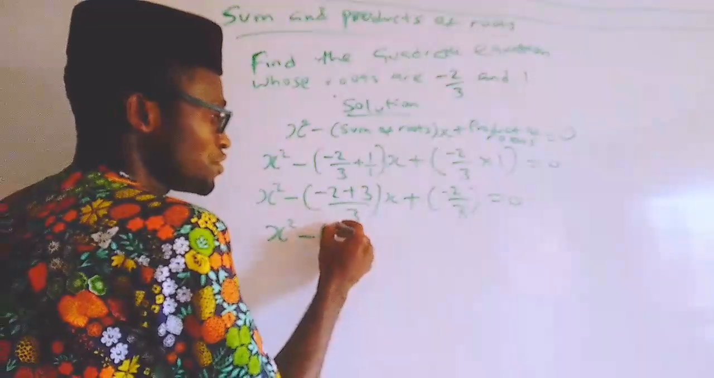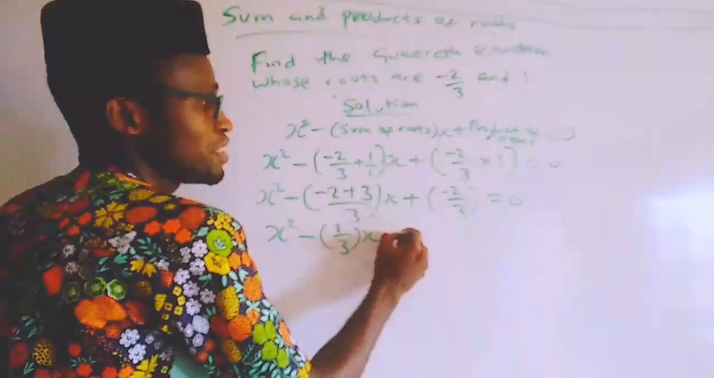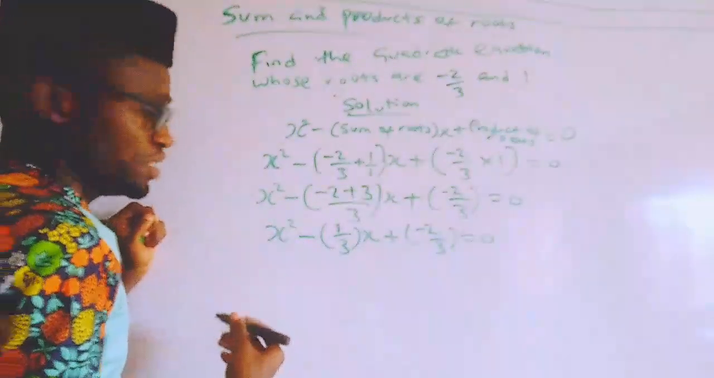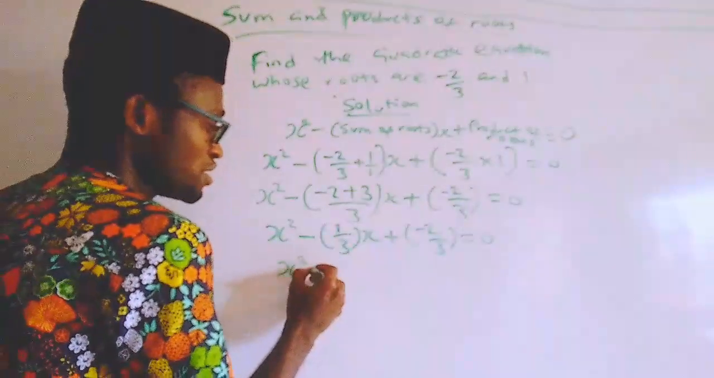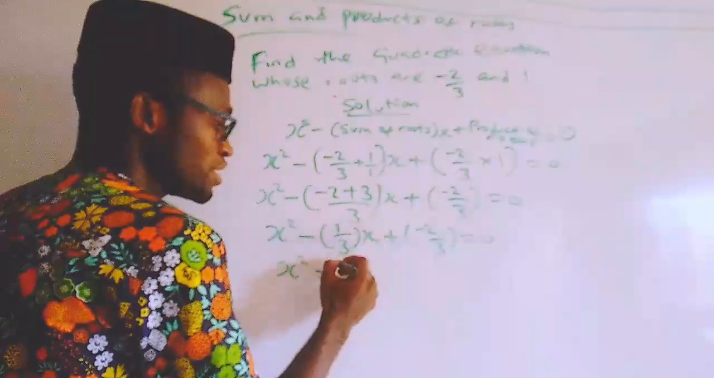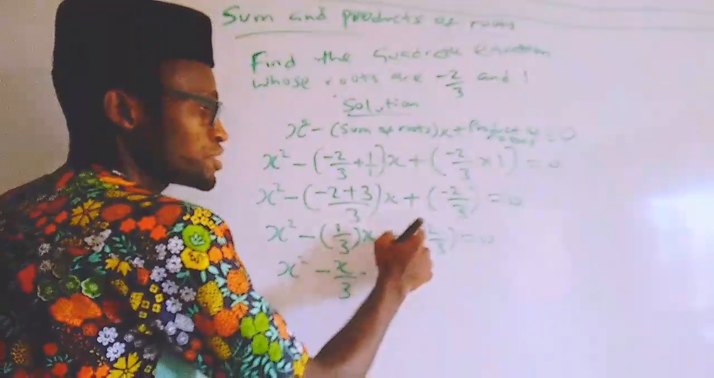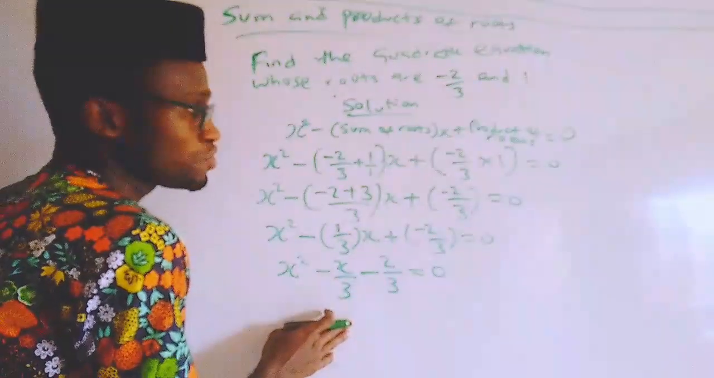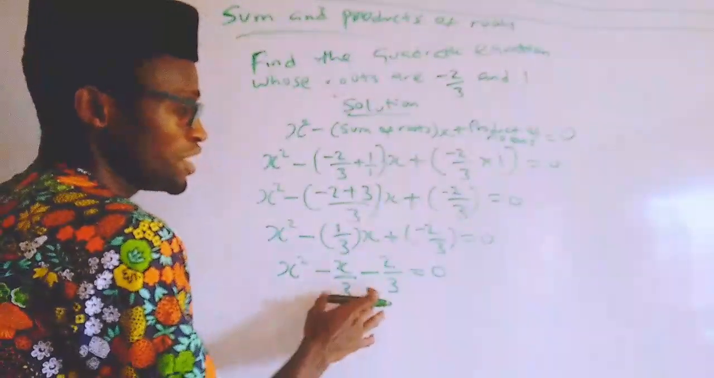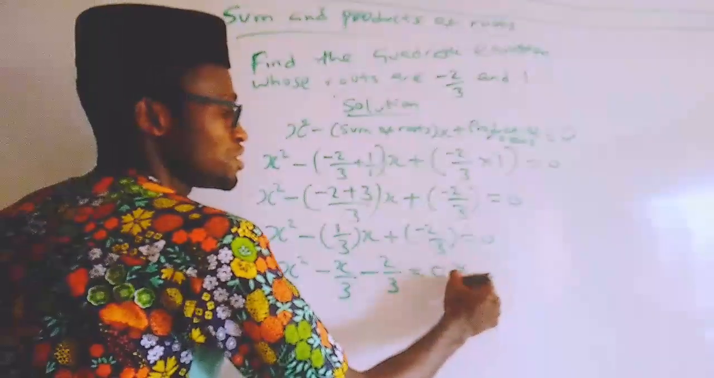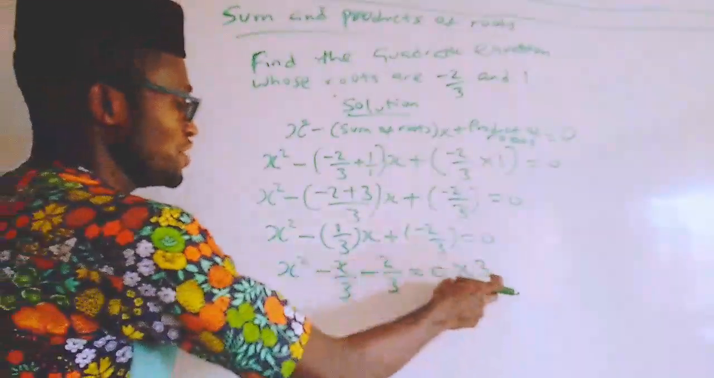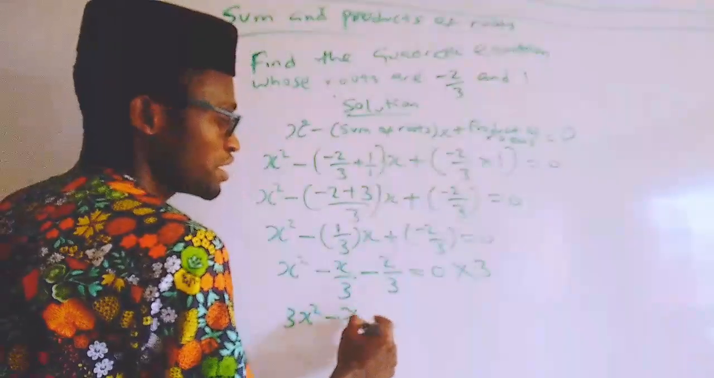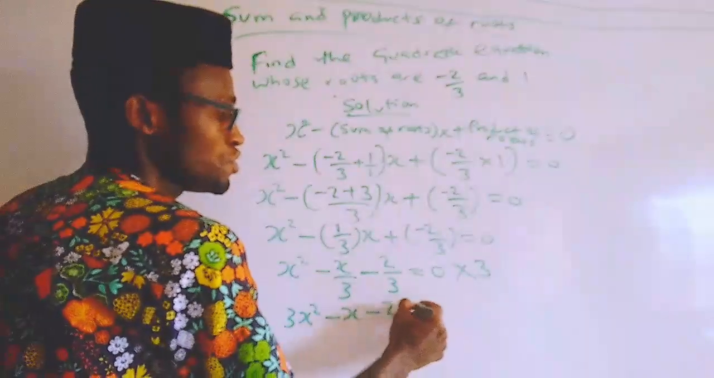So this is x squared minus this plus this, which is going to give us 1 all over 3, x plus -2 all over 3 equals 0. The next thing to do is to open these brackets: -1 times x is -x all over 3, plus -2 all over 3 equals 0. At this stage, we are going to look for the LCM, or you say multiply through by 3. So if you multiply through by 3, it will be 3x squared, 3 and 3 cancel so that will be -x, and 3 times this will give us -2 equals 0.